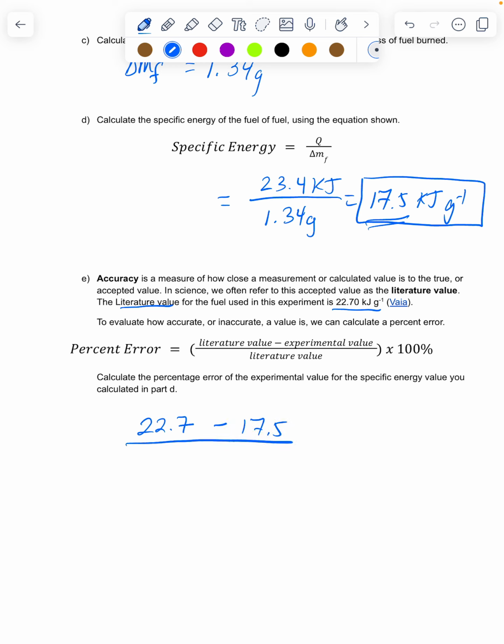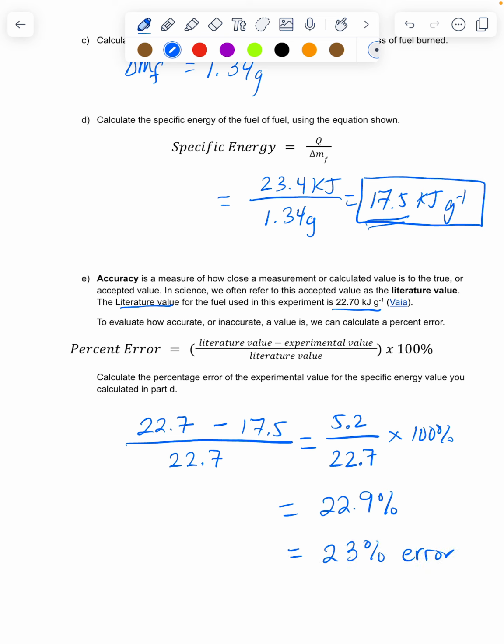So I'm going to subtract to find out how far apart they were, what the difference was. And then I'm going to try to express that as a percentage. So what percent is the error out of the true value? So the actual error, I was 5.2 off, but out of 22.7, you can see maybe that's around 25%. When I calculate that, I get a percent error of 22.9%, which I think it's okay to round off to about 23% error. So this is our percent error in this example.